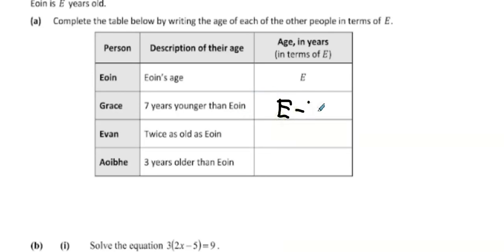How'd you double Owen's age? Like twice as big. Yeah, otherwise known as 2e. Good job. And how do you make somebody 3 years older than Owen? How do you make Owen's age bigger? Done. That's it. Full marks. No hassle whatsoever. Okay.